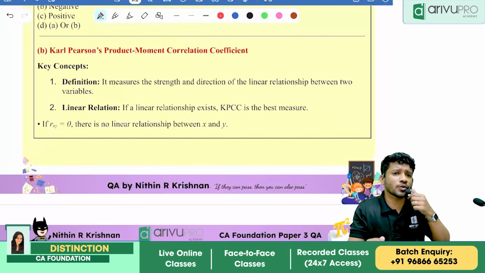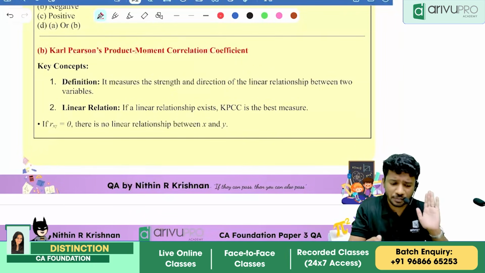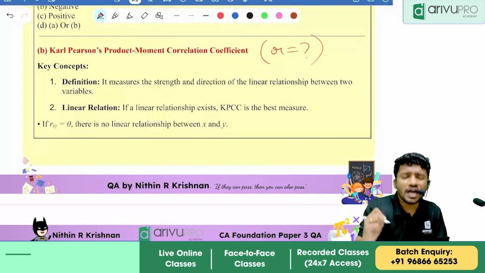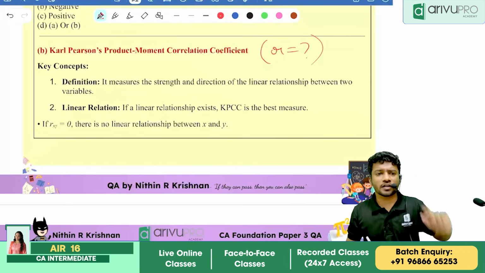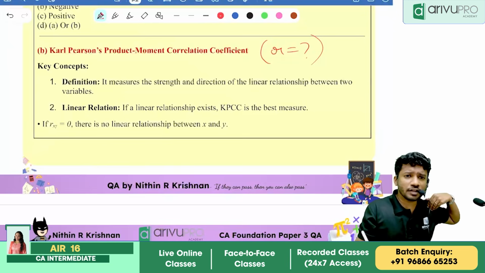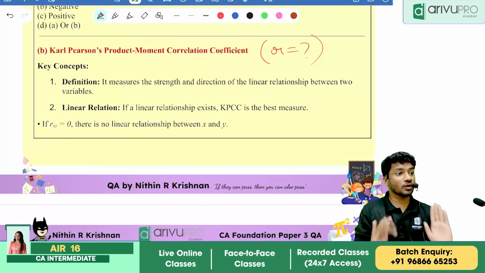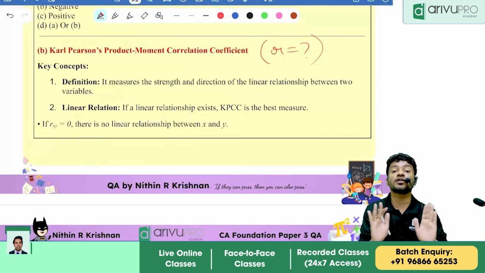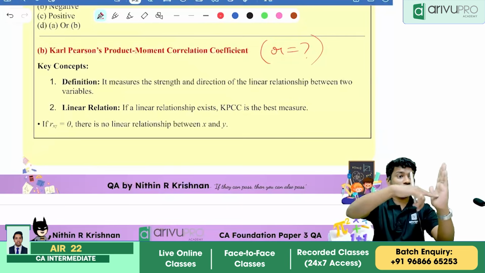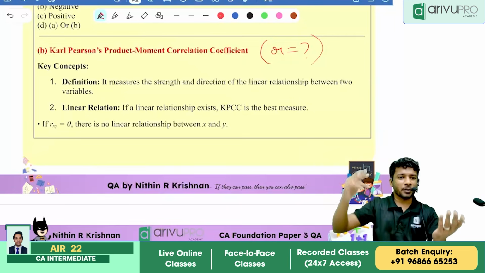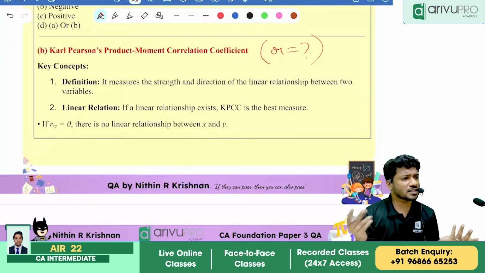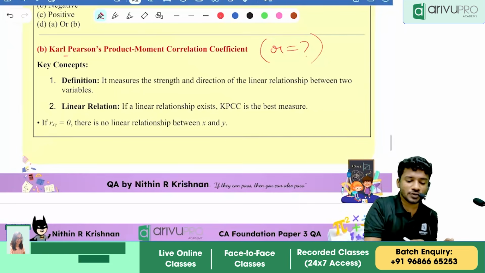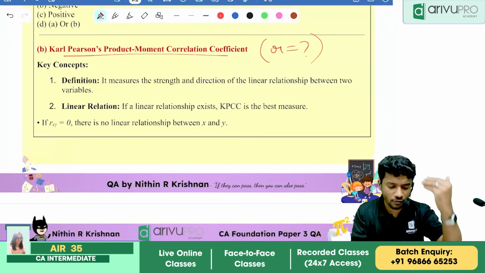You will get a question based on a formula from KPCC. Here what we are doing, we are going to find the value of R. In the previous one, did we find the value of R? No. We know that it is positive or negative, but we don't know the value of R all the time. When it is perfect positive, we know. Perfect negative, we know. Other cases, 0 also we know. Other than that, do we know? No. In all the cases, using KPCC we can find the value of R.